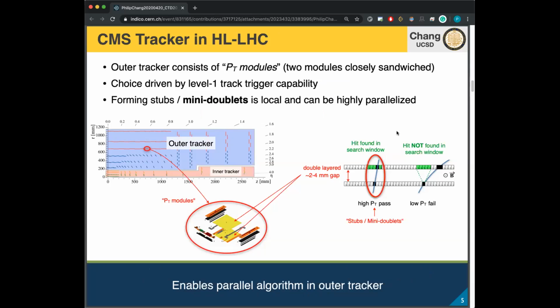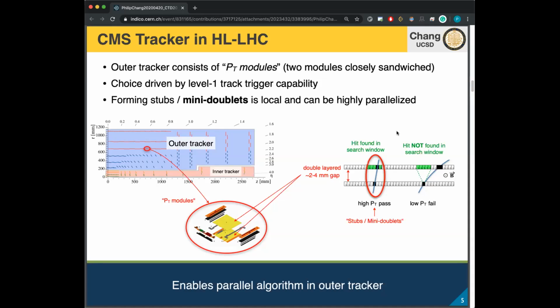So in the CMS tracker, the outer tracker consists of what are called PT modules, which are two detector modules closely sandwiched together, so that we can decide whether the hits left by the tracks are coming from high PT tracks or from low PT tracks. And this choice was driven mainly by the level 1 track trigger capability, that by having these modules, we should be able to read out the hits and suppress the readout of hits coming from low PT tracks.